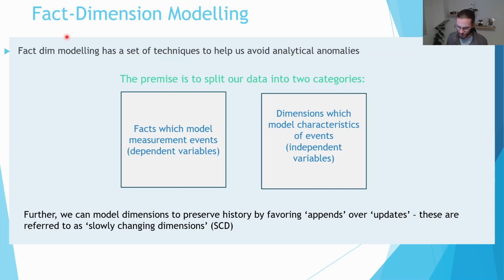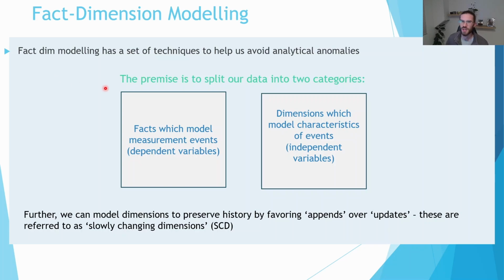And really, I didn't come across this until I became a data engineer. I had never really heard about this, and I thought third normal form was the only type of modeling that existed. And if your data was not in third normal form, your database just sucked, right? So this was a bit of a culture shock to me, but has turned out to be really valuable to me as a data engineer. So to go through this at a super high level, fact dim modeling has a set of techniques to help us avoid these analytical anomalies.